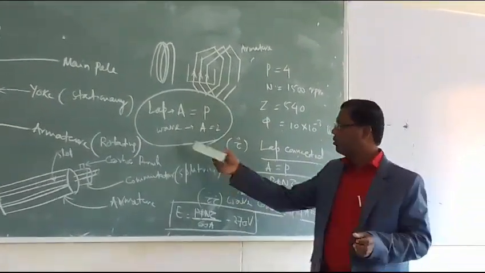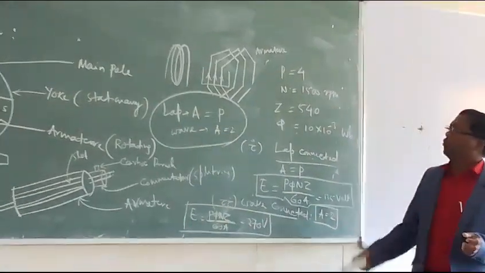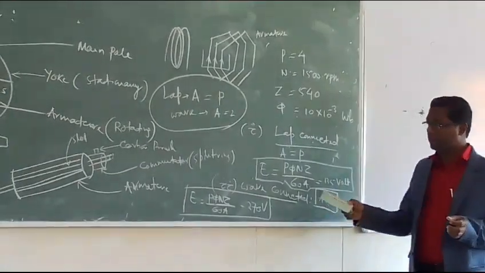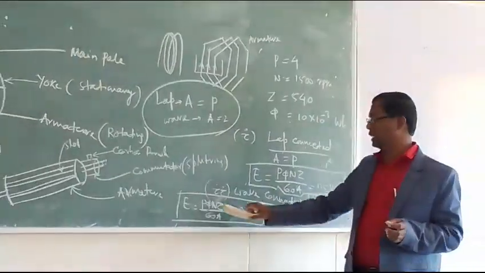So now come to how to find the EMF equation. We have already known that the EMF equation is given by E = P phi N Z by 60A.